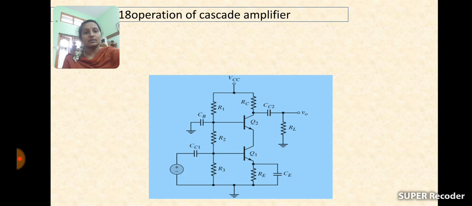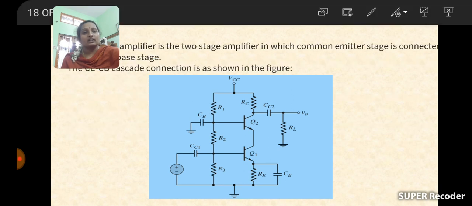See here also the two common emitter amplifiers are there, but one is NPN, the other one is PNP. And here a resistor divider network, a potential divider network, is there. So that is used to provide the biasing and stabilization network.